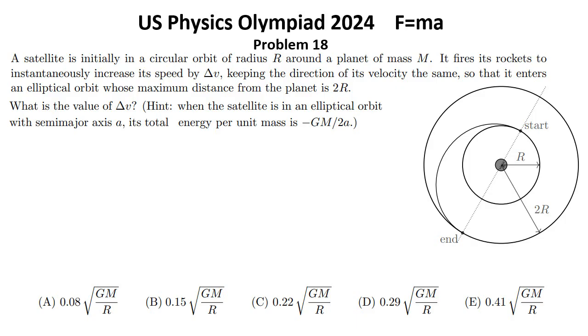Hint: when the satellite is in an elliptical orbit with semi-major axis a, its total energy per unit mass is negative GM over 2a.